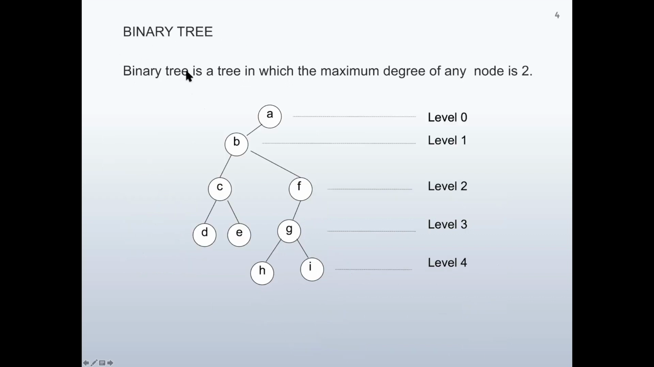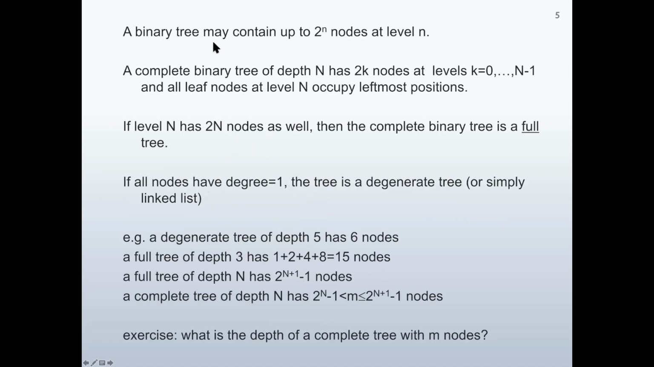A binary tree is a tree in which the maximum degree of any node is 2. This is an example of a binary tree, and notice that for any node we have at most 2 subtrees. A binary tree may contain up to 2 to the power n nodes at level n. A complete binary tree of depth n has 2 to the power k nodes at levels k from 0 up to n-1, and all leaf nodes at level n occupy leftmost positions.